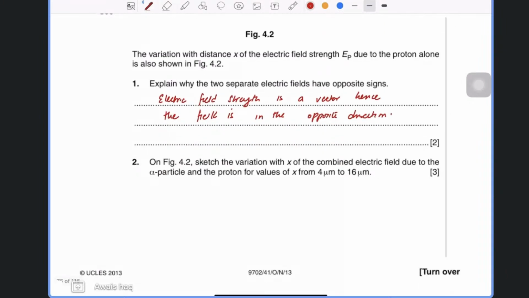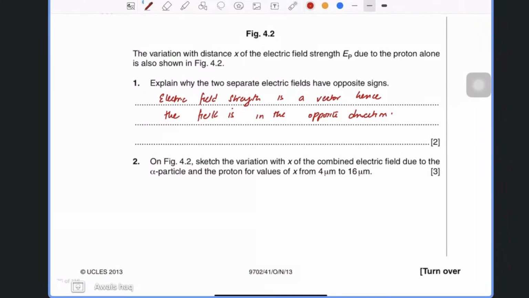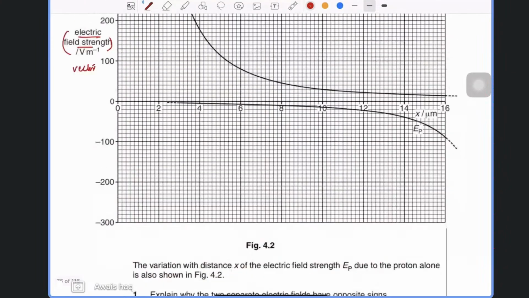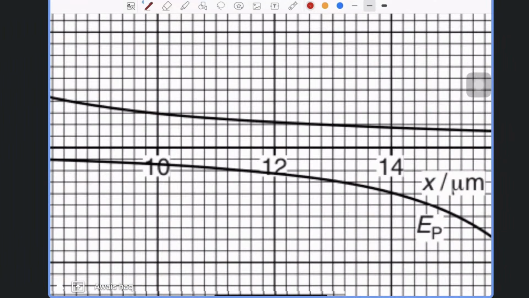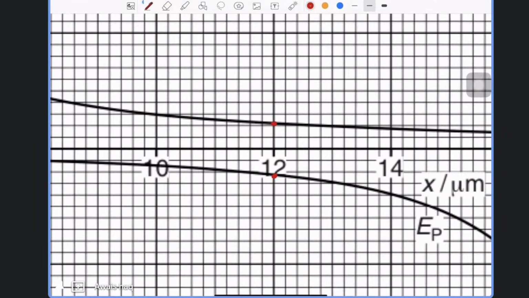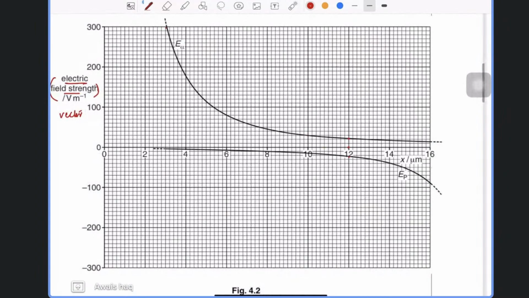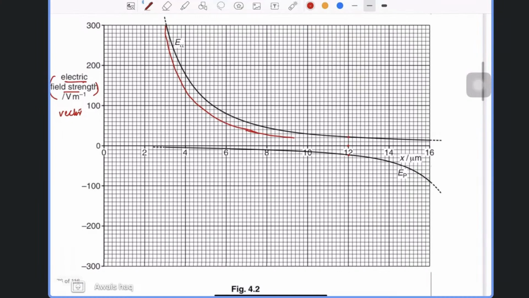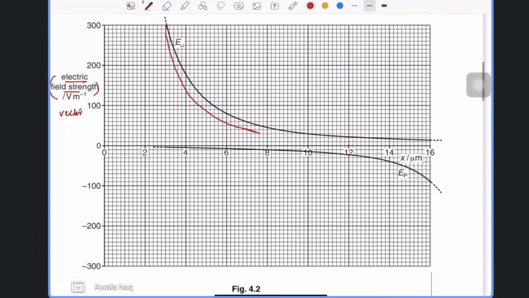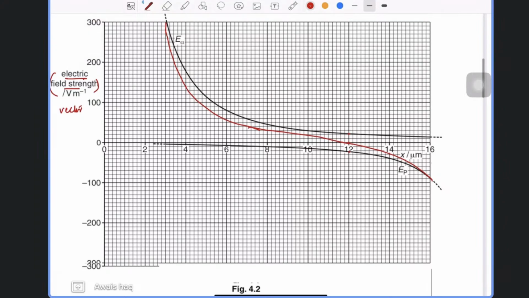And then it says sketch the variation of the combined electric field, and it's very easy. What you're going to do is find the sweet spot where both of them are equal, and that would be here, and then just put it as 0. And then you basically start from the same point and slowly decrease your line, pass it through this, and then increase it slowly like that. So that would be the net electric field strength line.